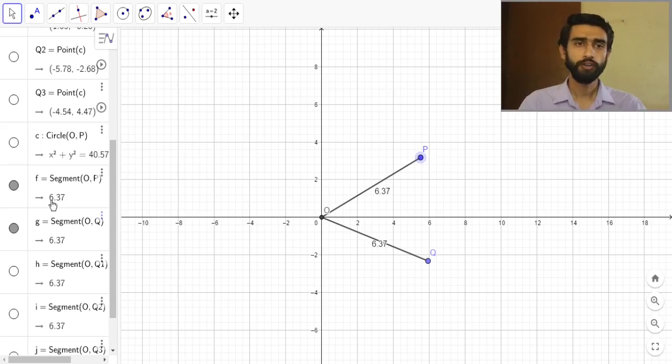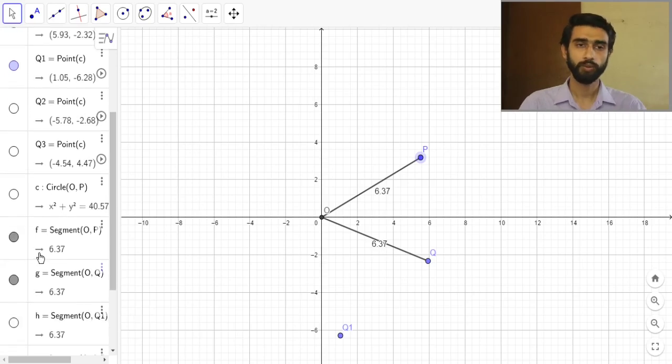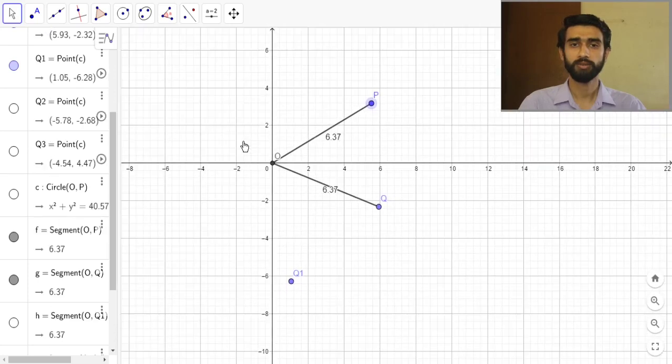Now for transitivity I need 3 points. So I have drawn one more point, Q1. And what is the condition? If P is related to Q, the distance of P from the origin is equal to the distance of Q from the origin. The second required condition: Q is related to Q1. I hope you can see this. It means the distance of Q is equal to the distance of Q1.